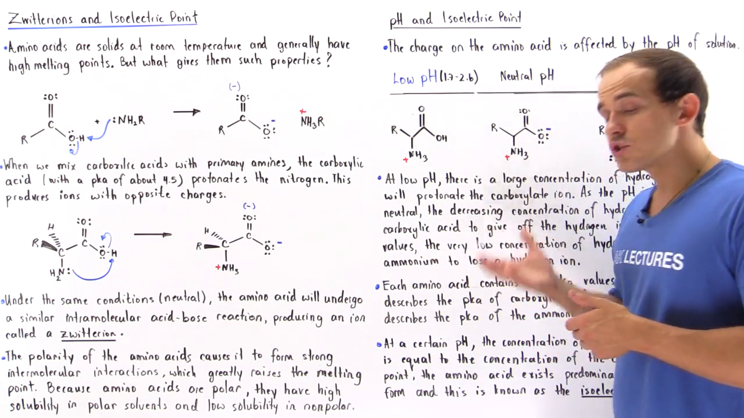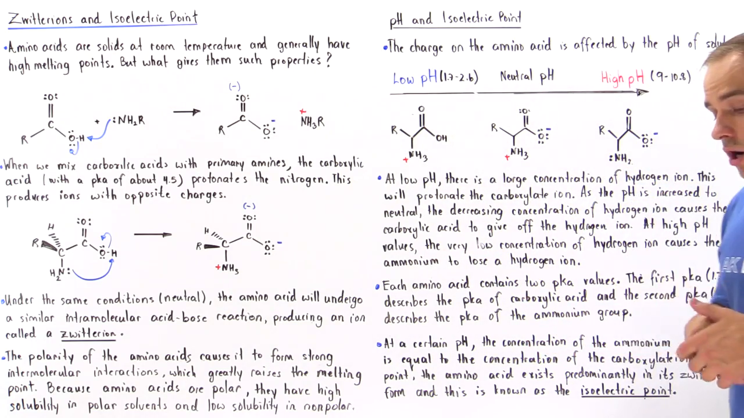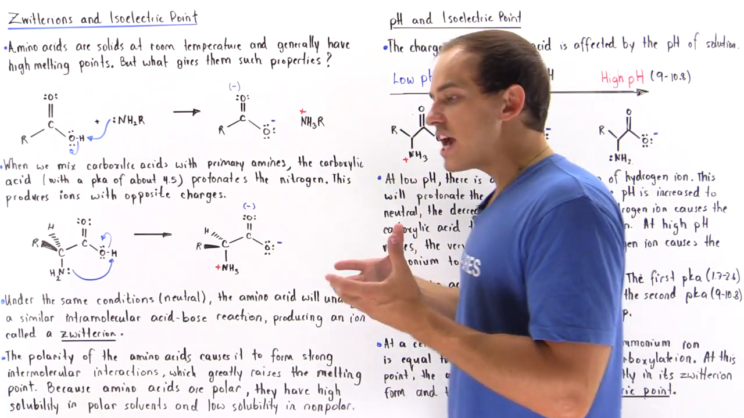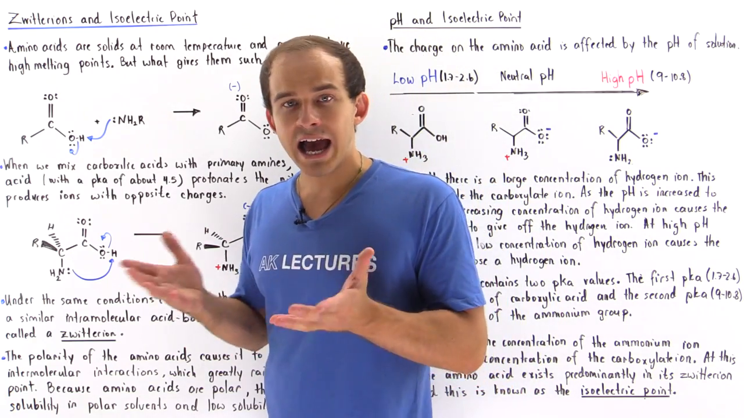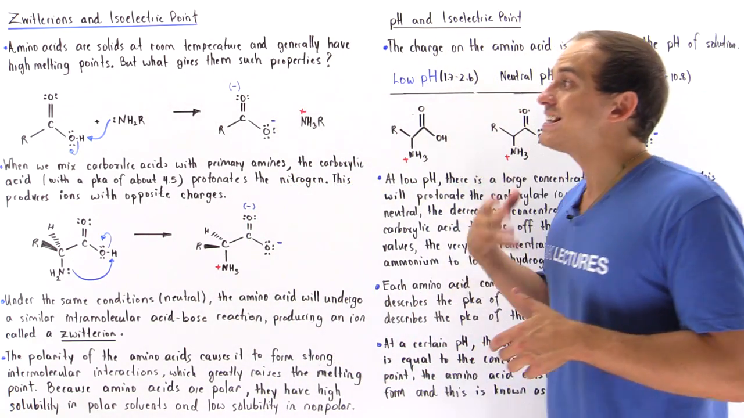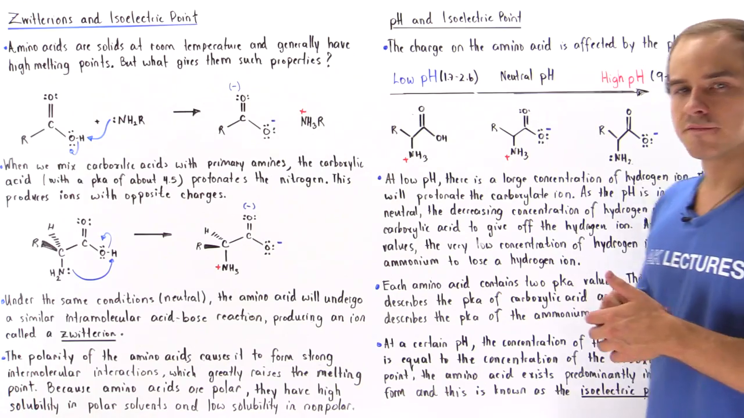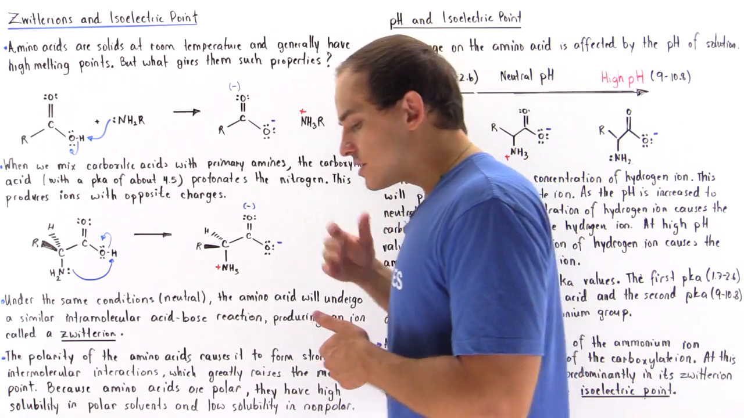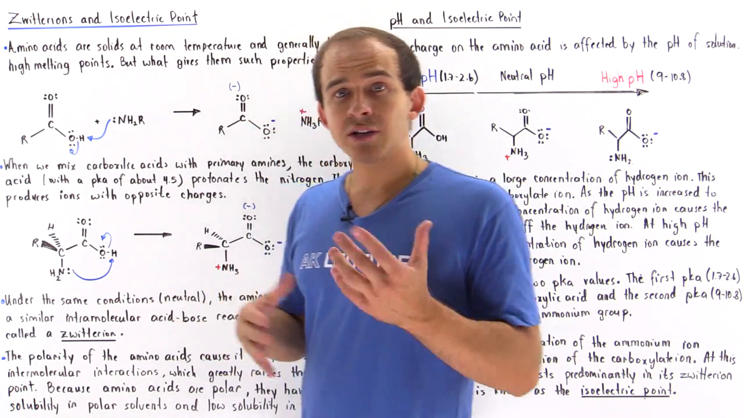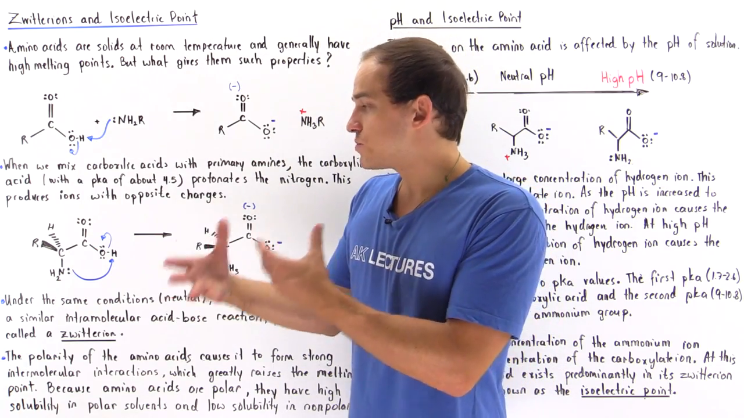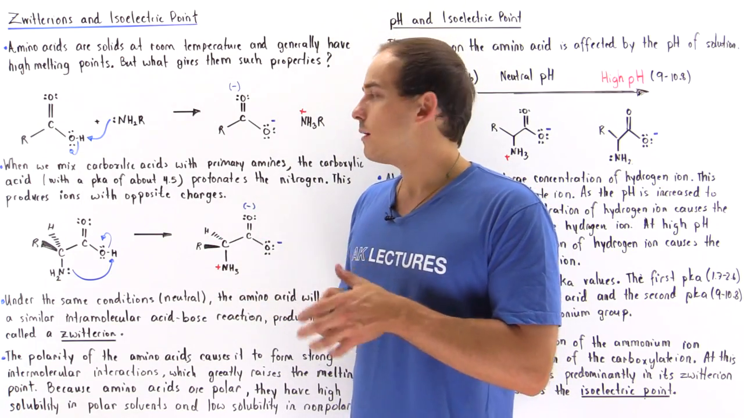The question is why? Why are amino acids solids at room temperature? Why do they have high melting points? What gives them these properties in the first place? Well, to answer this question, let's consider a reaction between the two groups that are found on our amino acids.